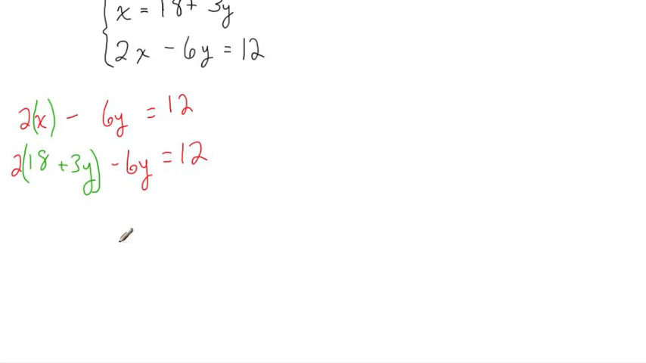And now I can simplify the left-hand expression here. I can change subtraction to addition by adding the opposite. And I can also distribute this 2. This is going to give me 2 times 18, which is 36, plus 2 times 3y, which is 6y. Everything else comes straight down, so I need to have plus negative 6y equals 12.